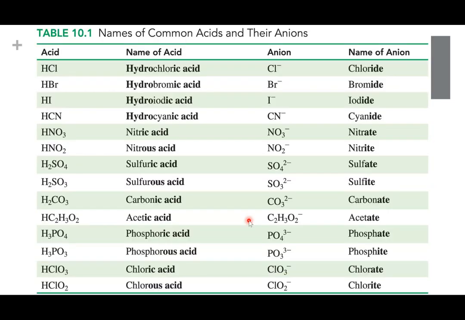Here's a chart of common acids and their names. Here we see our halogens, chlorine, bromine, fluorine, iodine. And then here we see some polyatomic ions as well. I think this chart does a really nice job of putting it out so you can see it. It's really clear.